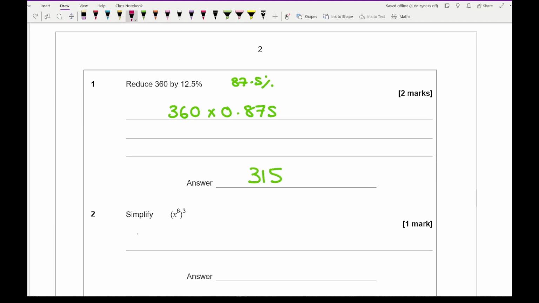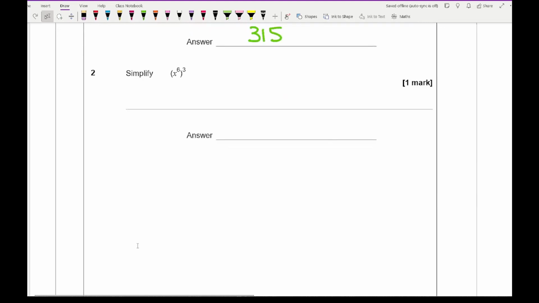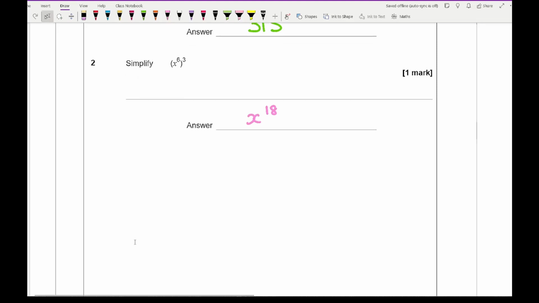Then moving on to question 2, it says simplify. So all I need to do with indices here, and I've got brackets, is multiply the powers. So it's going to be 6 times 3, which is x to the power of 18.